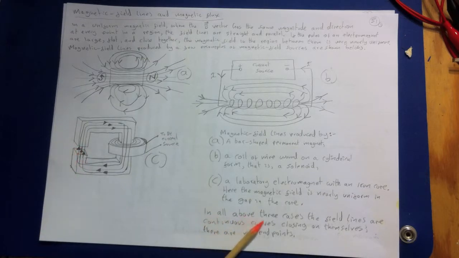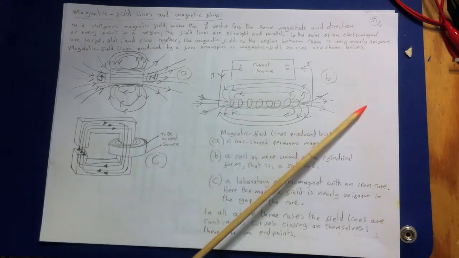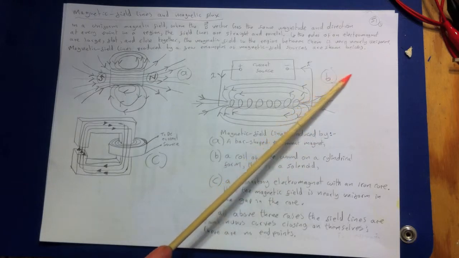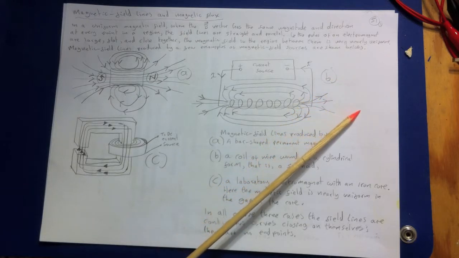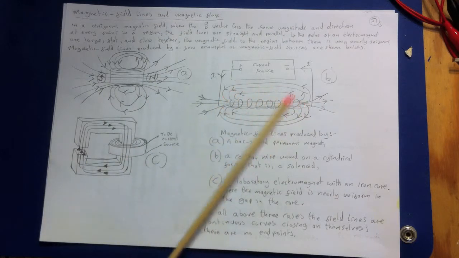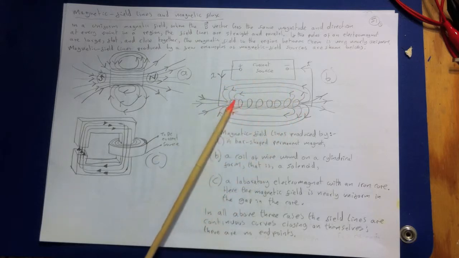In all above three cases, the field lines are continuous curves closed in on themselves. There are no endpoints here. So unlike electric fields, which have a positive and a negative charge, where you see the field lines leaving the positive and terminating on the negative, with magnetic field lines there are no start and end points. They turn around in on themselves. You can see each is a loop. So there are no start and end points.